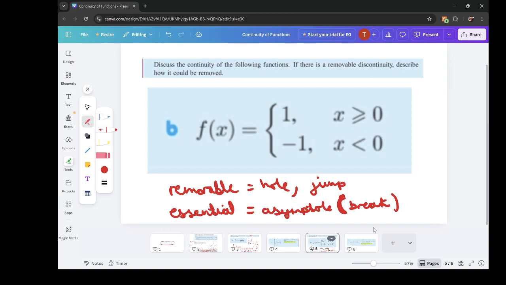Now, the mark scheme is on the other slide. The Canva slides will be provided in the description below, so please do go ahead and check them out. And please do the homework. They really, really help.